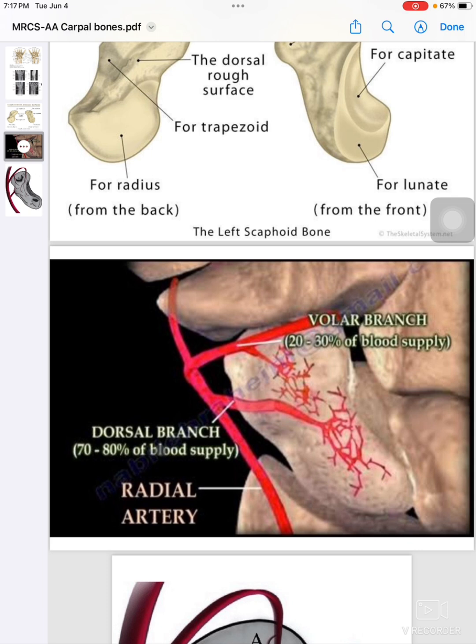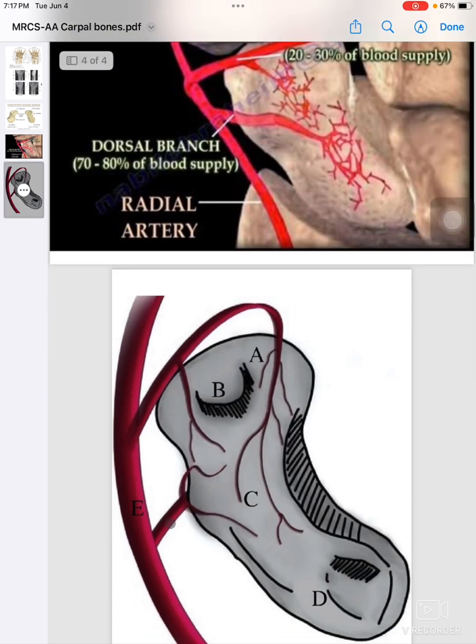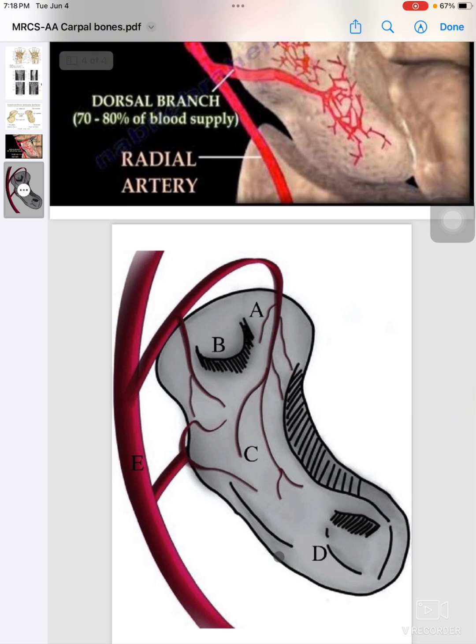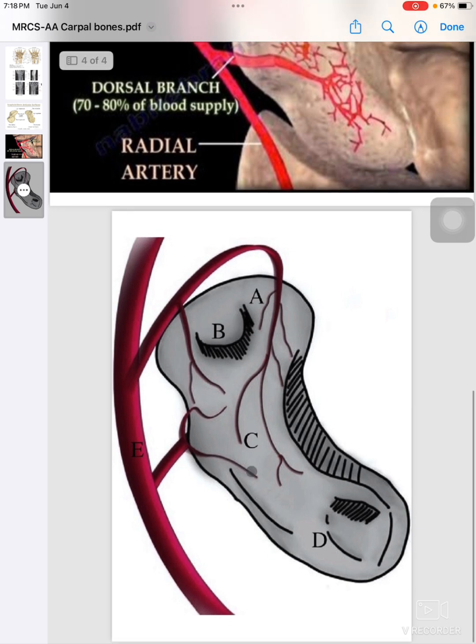which enters in the distal pole and travels in a retrograde fashion towards the proximal pole. So you'll find that this artery enters the distal pole and travels retrograde toward the proximal pole. Consequently, fractures can compromise the blood supply, leading to avascular necrosis and subsequent degenerative wrist disease. The more proximal the scaphoid fracture, the higher the risk of avascular necrosis.